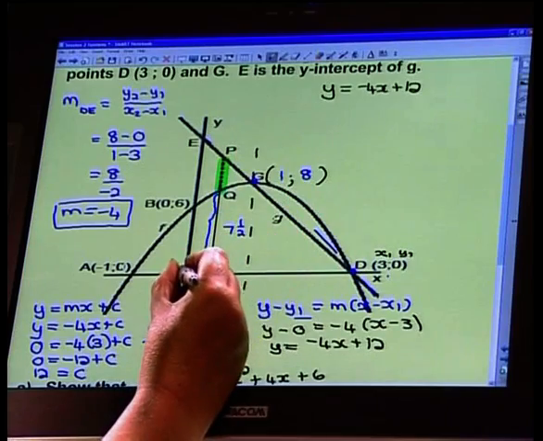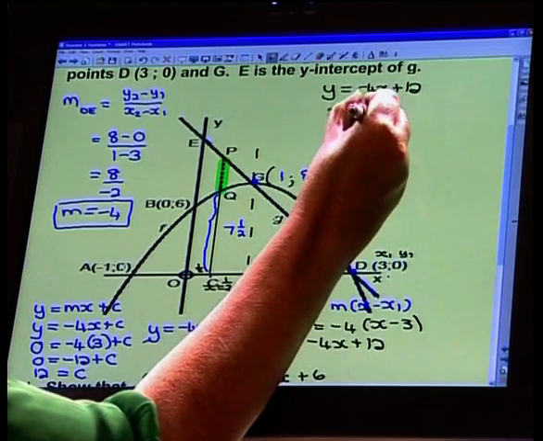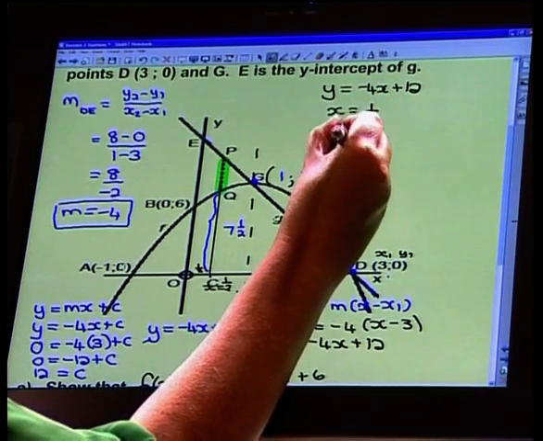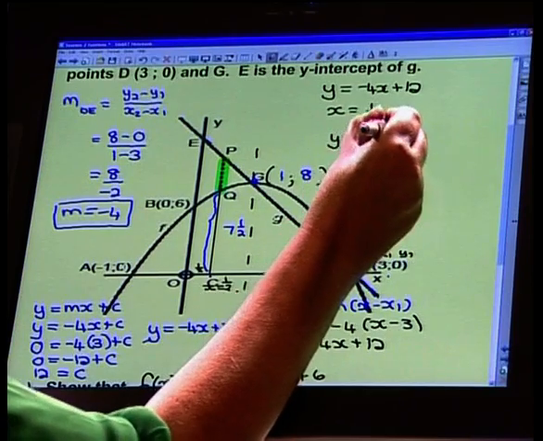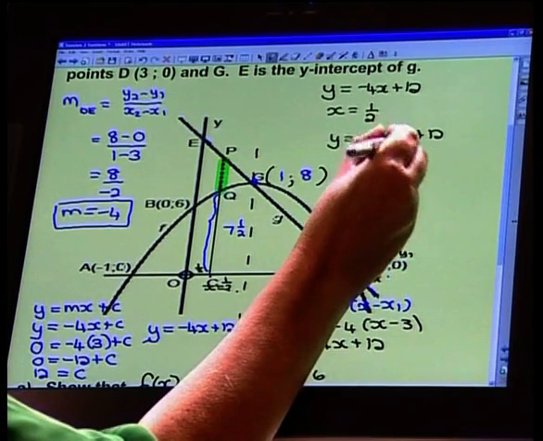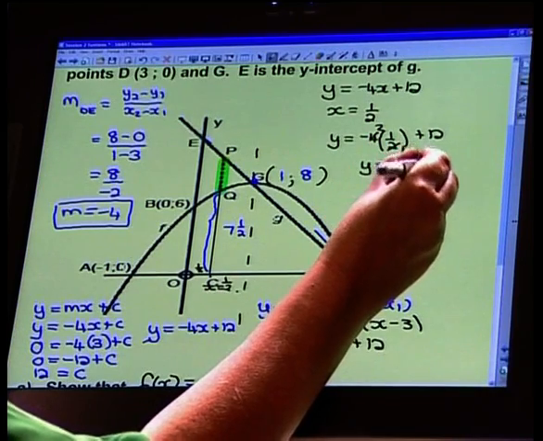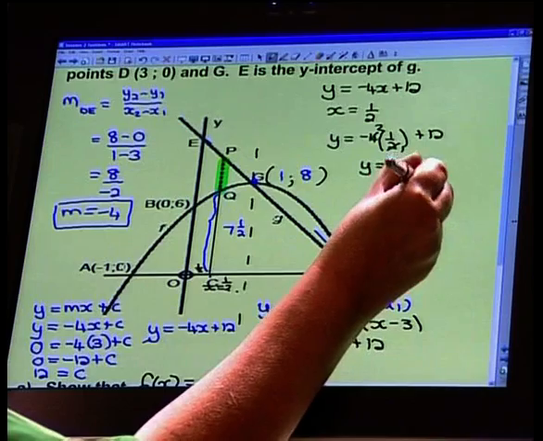So what do we know? We know that the x value is plus a half. So we're going to substitute that in. So y is equal to minus 4 times a half plus 12. That will go once, that will go twice. So we're going to get y is equal to minus 2 plus 12, which means y is 10.